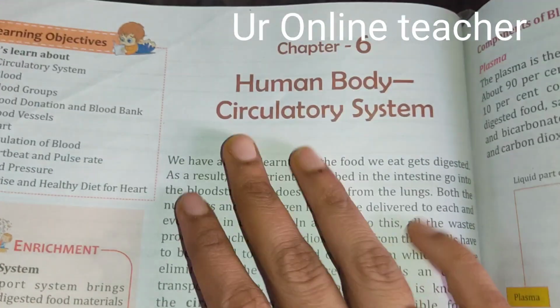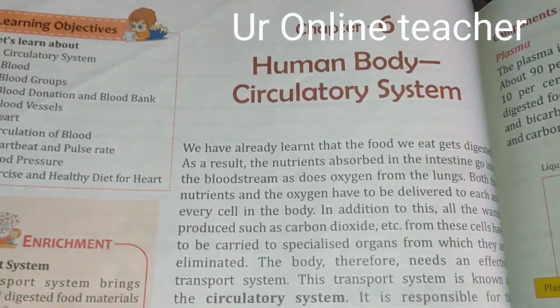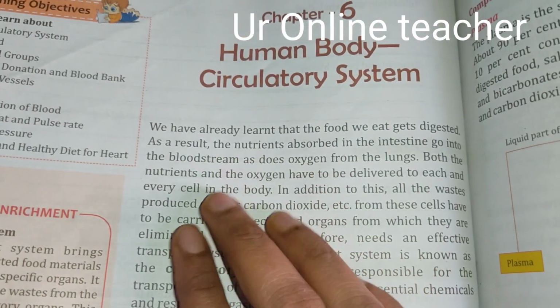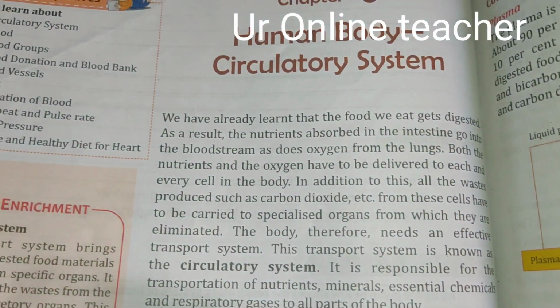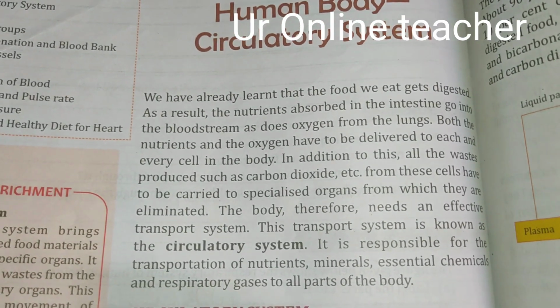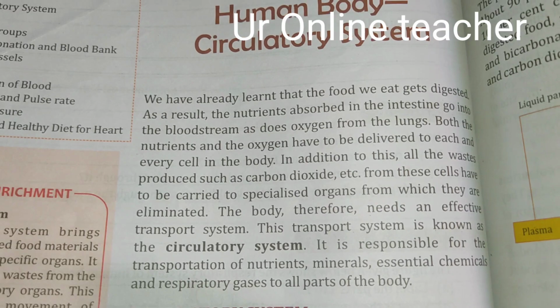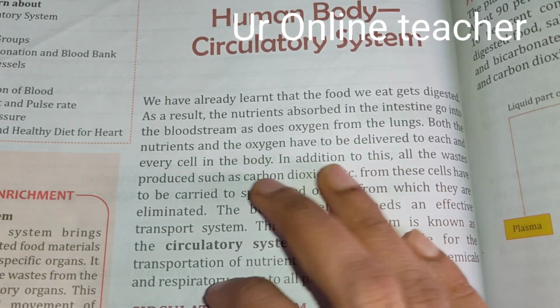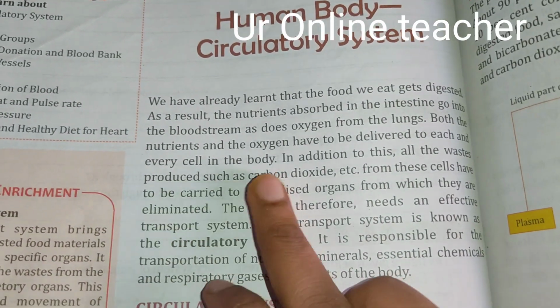Hi students, today I am going to explain the human body circulatory system, and how the circulatory system helps us. We know that after we eat food it gets digested and the nutrients are absorbed in the intestine. Again it goes into the bloodstream and reaches every cell of our body, and even the oxygen we breathe from the lungs also reaches every cell of the body.